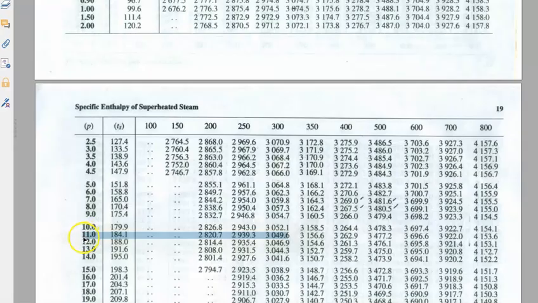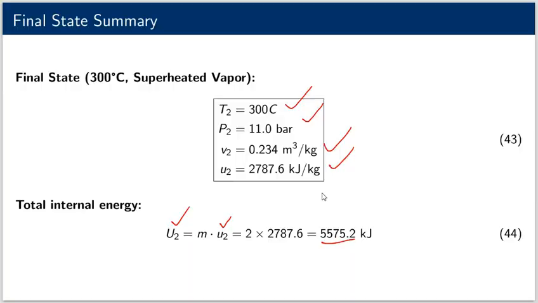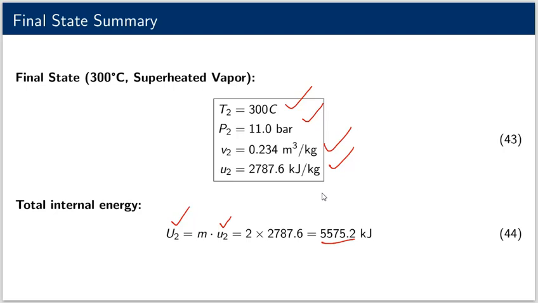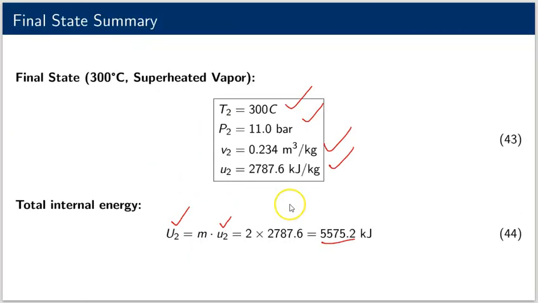At pressure 11 bar and 300 degrees centigrade, our enthalpy is 3049. Based on that we can do the calculation and get the result. So here is the final result: T2 is 300 degrees centigrade, the volume is 0.234 meter cube, and U2 is 2787.6 kilojoule per kg. Because we get H2 and then calculate the internal energy. So that's it.